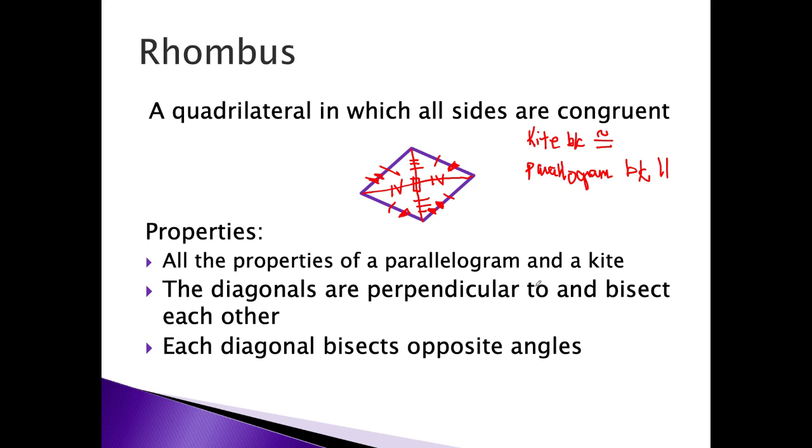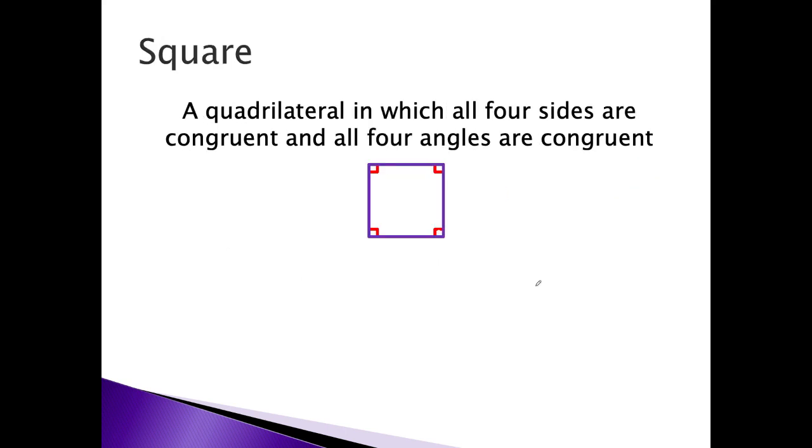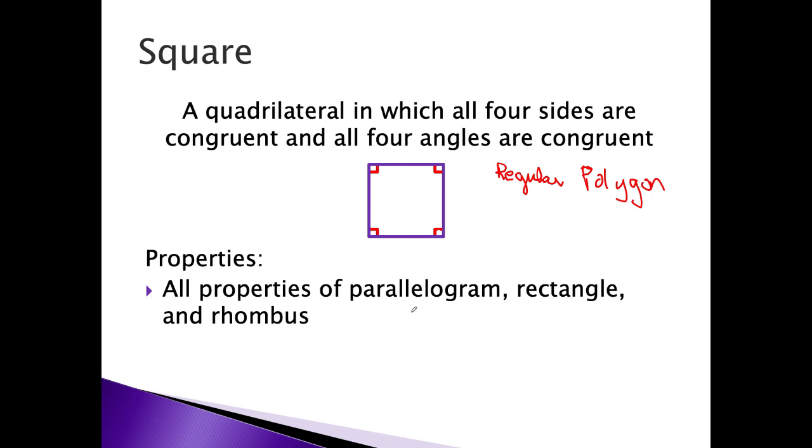The last figure we're going to talk about is a square. A quadrilateral that has all the sides and all the angles congruent is a square. Now this is also the only quadrilateral that is a regular polygon. It has all the properties of a parallelogram and a rhombus. So it has everything. This is the most specific quadrilateral.